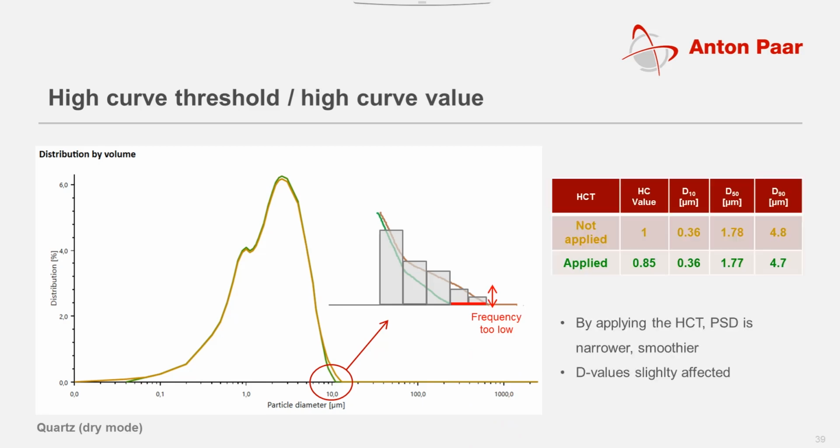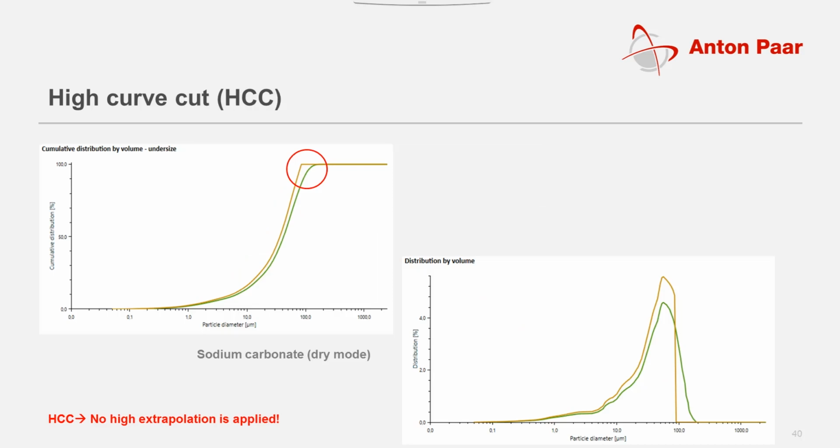As you can read in the table, the D values are slightly affected and the particle size distribution becomes narrower and smoother. By applying the ICOV cut, all histogram values above the high curve value are not set to 0, but they are cut and no extrapolation applies. The high extrapolation is a parameter which I will describe in the next slides.